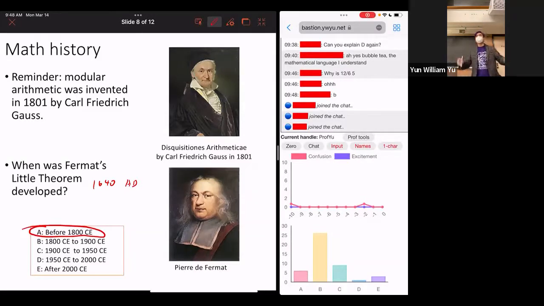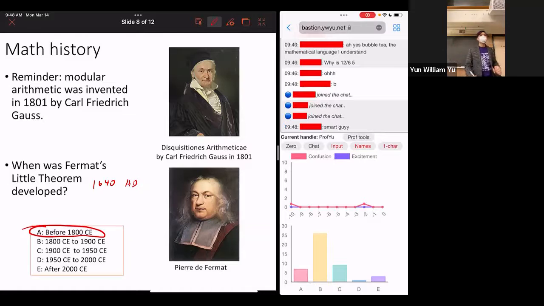Well, you might be asking, how can you prove something about something you haven't invented? Well, the answer to that is you can often rewrite theorems in several different ways. So I've written it in this way, x to the p minus 1 is equivalent to 1 mod p. But you don't need to write it that way. You can also write it as a statement in just ordinary numbers, x to the p minus 1, minus 1, is divisible by p.